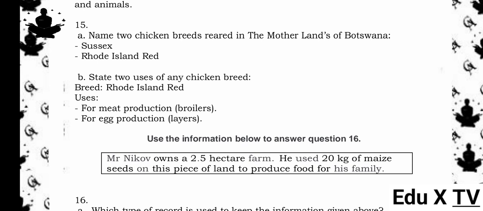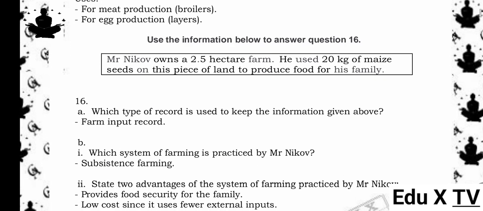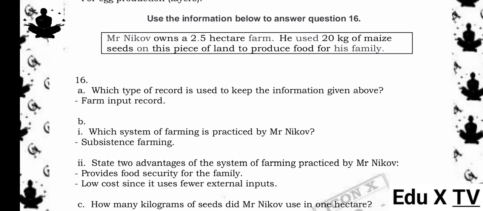B. State 2 uses of any chicken breed. Breed: Rhode Island Red. Uses: for meat production, broilers. For egg production, layers. Use the information below to answer question 16. Mr. Nikov owns a 2.5-hectare farm. He used 20 kg of maize seeds on this piece of land to produce food for his family.